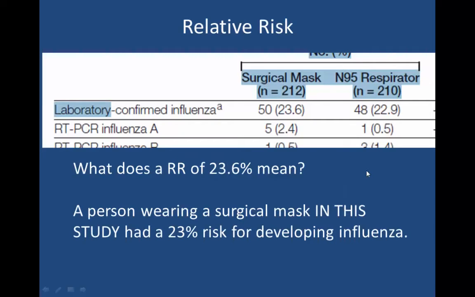So here is that MASC study again. Here's the total number of people, total number of people. And what does a relative risk or a relative risk reduction or a risk ratio, all those are the different names for the same thing, what does it mean? So how did they get these numbers? They're telling me a relative risk of 23.6.